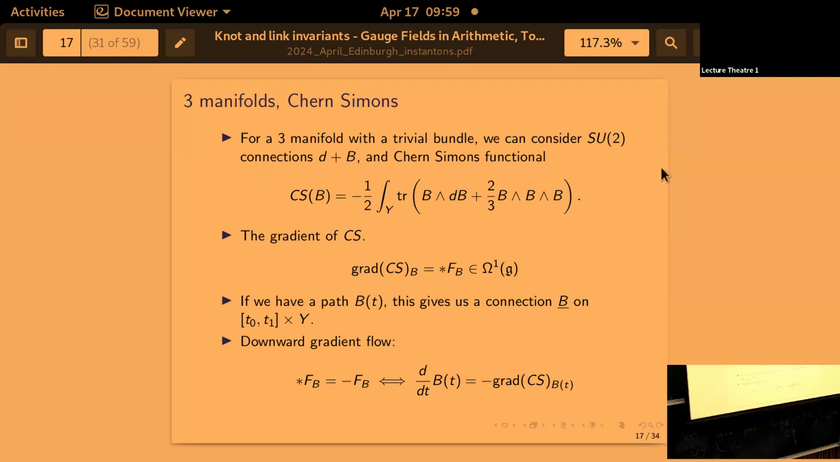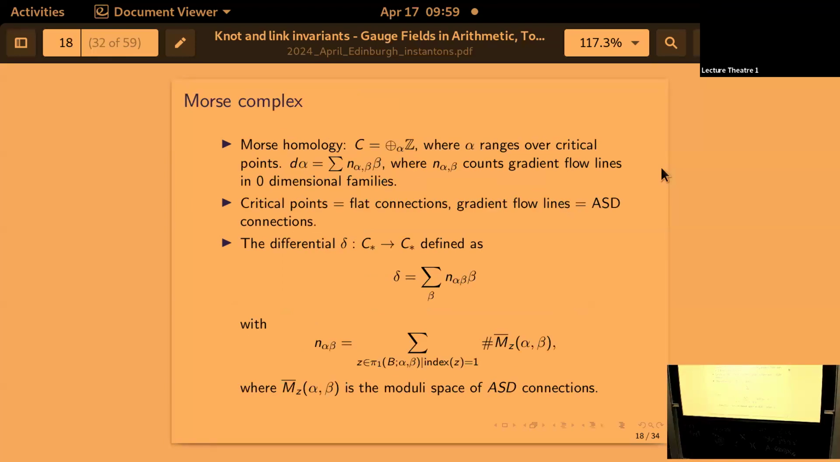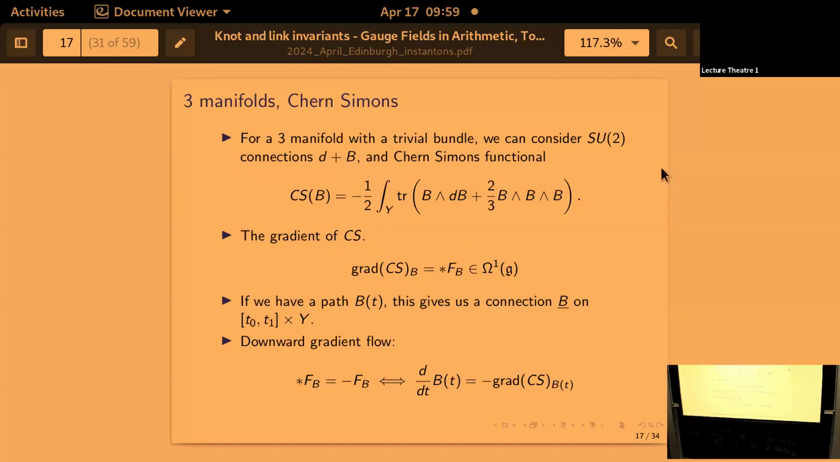But you can still just do Morse theory with this. So in that line of thought, you're going to take a complex generated by the critical points of the Chern-Simons functional, and the differentials are going to count the downward gradient flow. So let's talk about what the critical points and the downward gradient flows are.